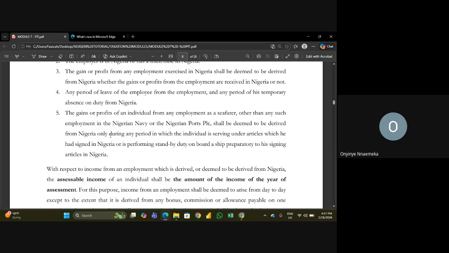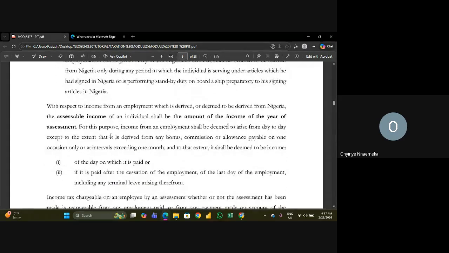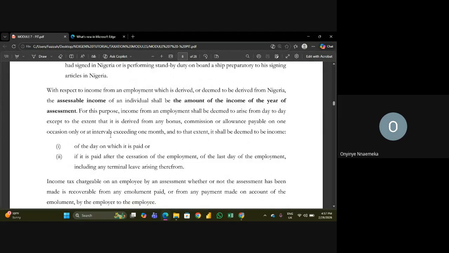So with respect to income from an employment that is derived or deemed to be derived from Nigeria, the assessable income of an individual is the amount of income of the year of assessment. So your assessable income is the amount of income that you earn for that particular year. For this purpose, income from an employment shall be deemed to arise from day to day, except to the extent that it is derived from bonus, commission, or allowance payable on one occasion or at intervals exceeding 1 month.